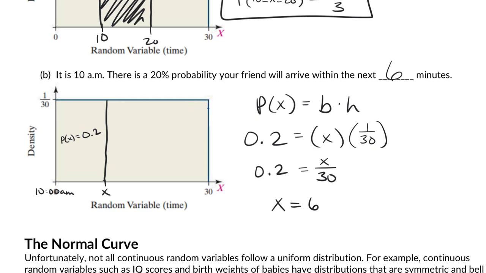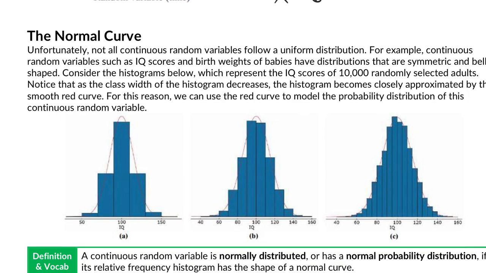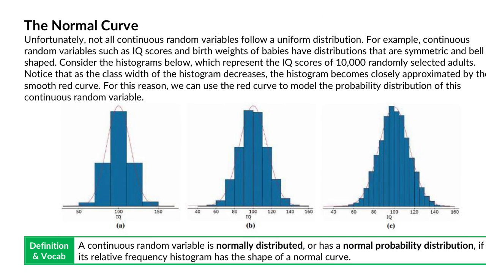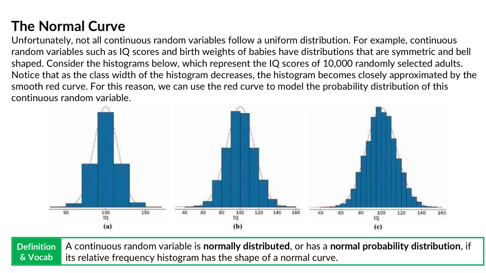Unfortunately, not all continuous random variables follow a uniform distribution. For example, continuous random variables such as IQ scores and birth weights of babies have distributions that are symmetric and bell-shaped. Consider these histograms below, which represent the IQ scores of 10,000 randomly selected adults. So if we look at this first one, what's the class width here? How much does each of these bars represent?